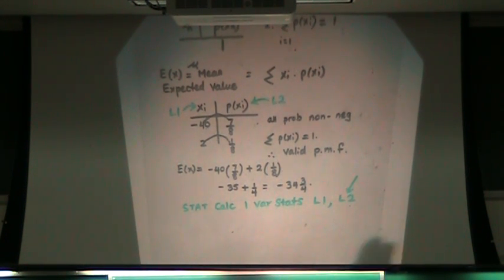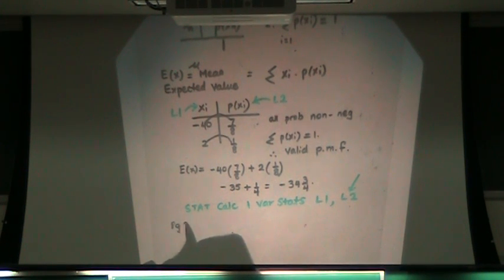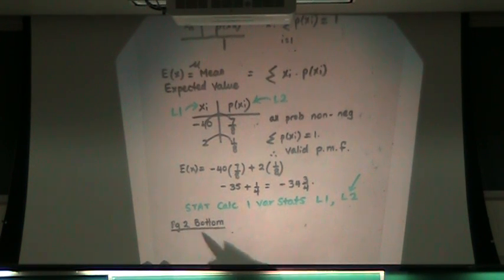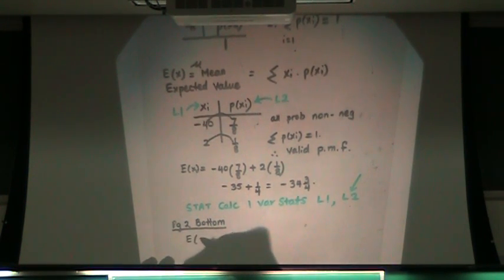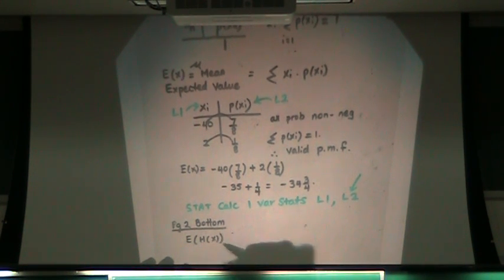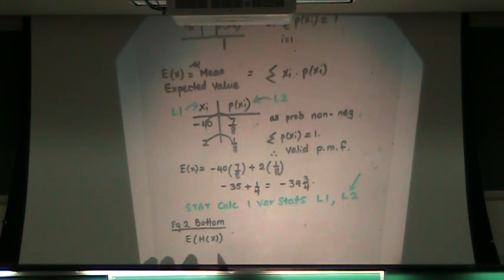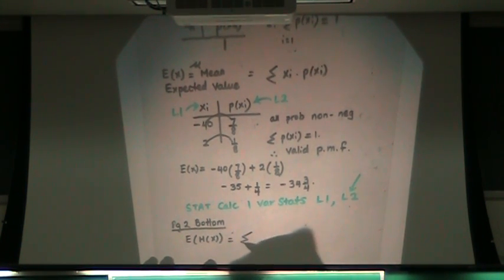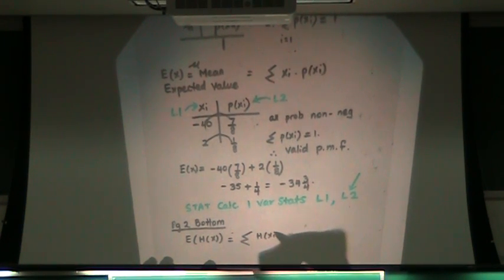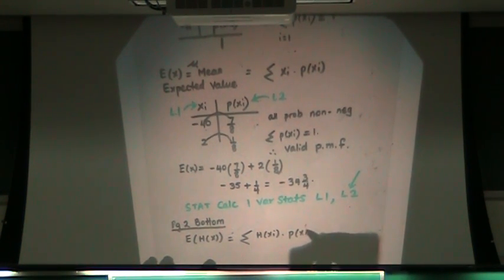All right. Let's talk about the formula on the bottom of page 2 of the typed notes. Page 2 bottom is the next formula. It says E of H of X. E means expectation, right? E is saying expected value of H of X equals summation H of Xi times P of Xi.